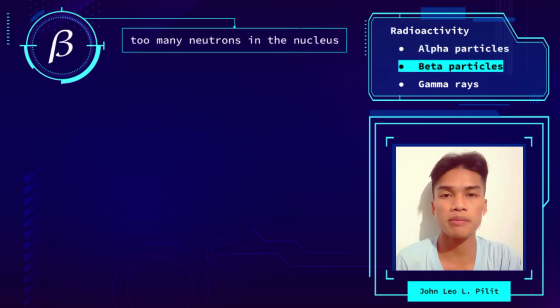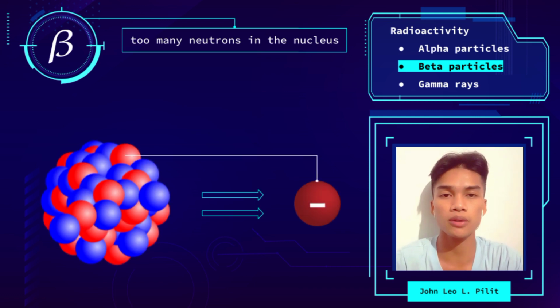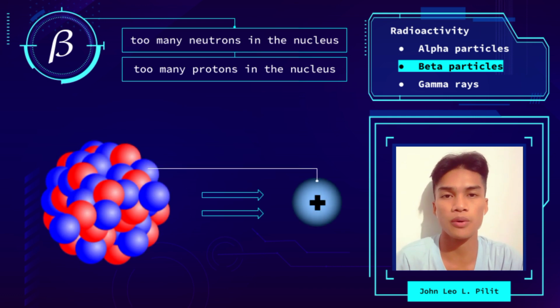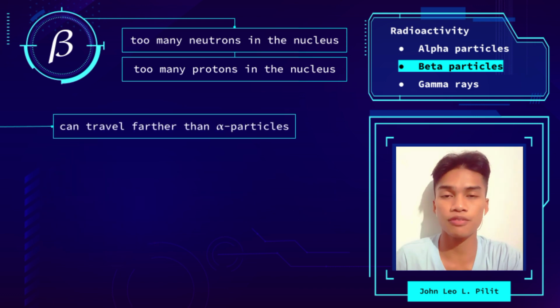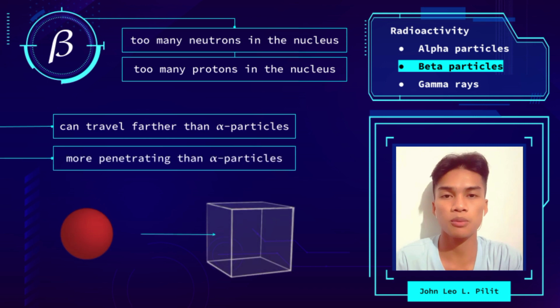Beta particles are emitted in 2 ways. Number 1, when there are too many neutrons in the nucleus, it will emit a negative beta particle, which changes one of the neutrons into a proton. Number 2, when there are too many protons in a nucleus, it will emit a positron or a positively charged electron, changing a proton into a neutron. Beta particles can travel farther than alpha particles and are also more penetrating, but can be stopped by a layer of clothing or a thin layer of a substance such as aluminum.